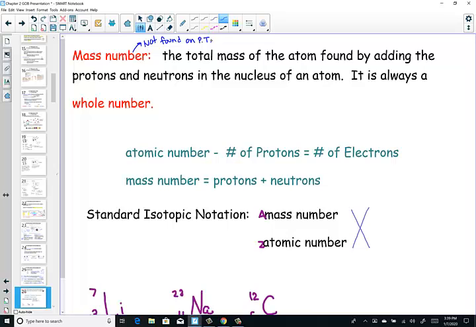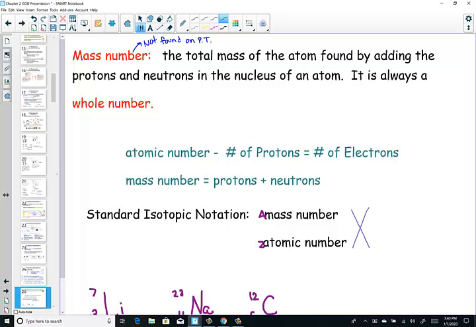There's no such thing as a fraction of a proton or a decimal point of a neutron. Protons and electrons and neutrons are whole pieces of particles. You can't divide them any further. And so atomic number, number of protons and electrons; mass number is called protons plus neutrons.